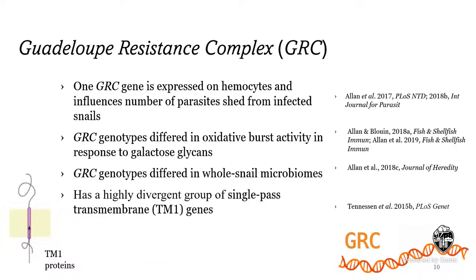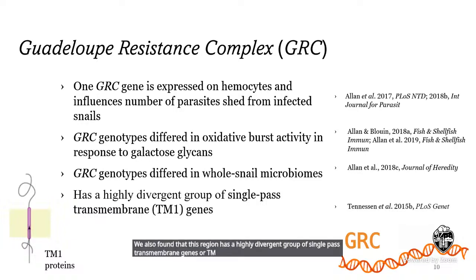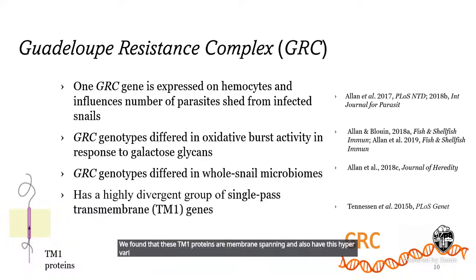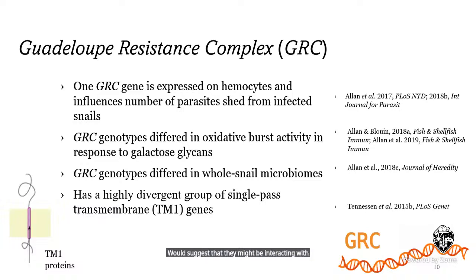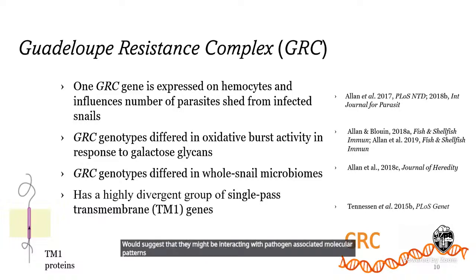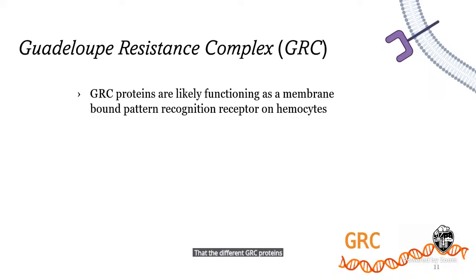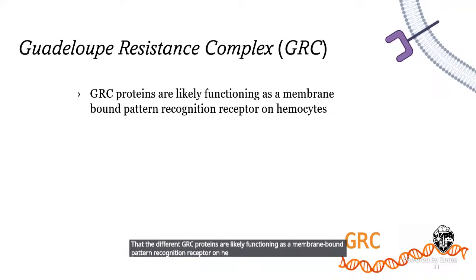We also found that this region has a highly divergent group of single-pass transmembrane genes, or TM1 genes for short. We found that these TM1 proteins are membrane spanning and also have this hypervariable extracellular portion, which suggests that they might be interacting with pathogen-associated molecular patterns. Altogether, all of these studies are consistent with the hypothesis that the different GRC proteins are likely functioning as a membrane-bound pattern recognition receptor on hemocytes and have immune significance.